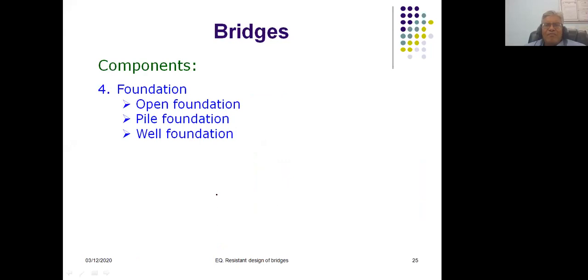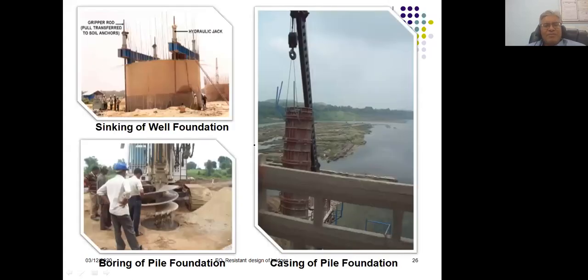In the foundations, there are very commonly three types: open foundation, pile foundation, and well foundation, out of which the pile and well foundations are in the category of deep foundations, whereas open foundations are shallow foundations. Depending on the safe bearing capacity available at the site, one can decide either open foundations or deep foundations. Nowadays mechanization is available, so pile foundation is more suitable because there is less time required for its construction, whereas in the well foundation more time is required. So unless the pile foundation is found to be unsuitable, we go for a well foundation. Otherwise, most of the time pile foundations are used. These are some pictures of well foundations and pile foundations you might have seen.